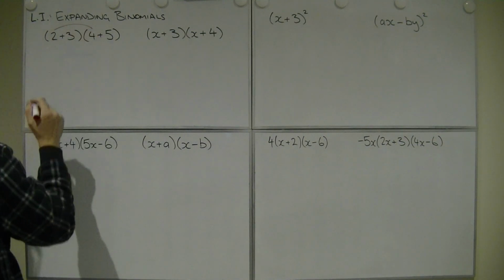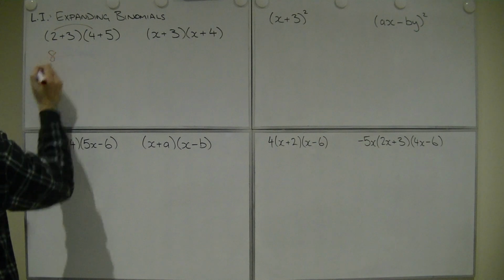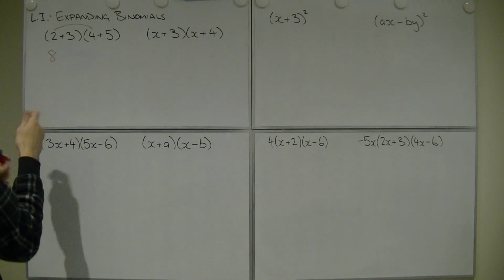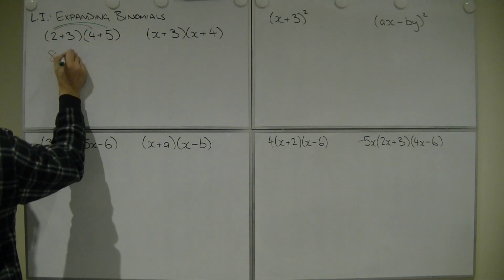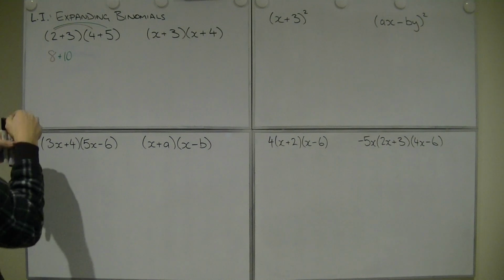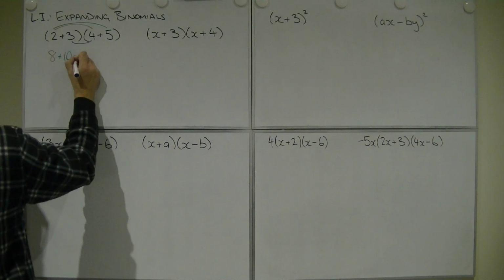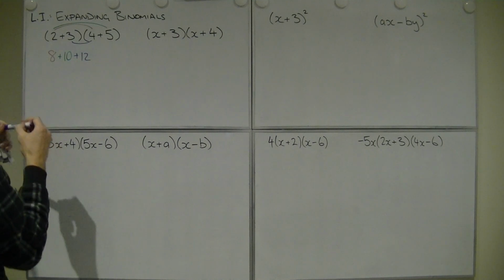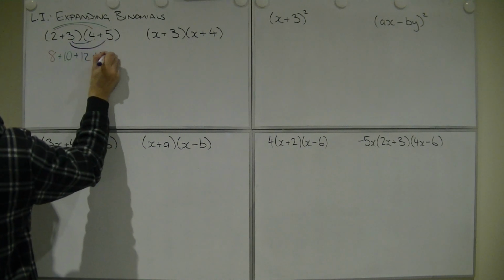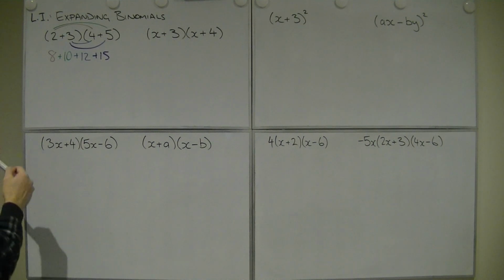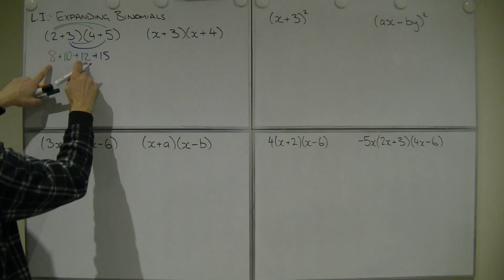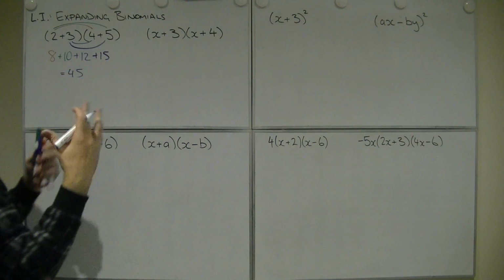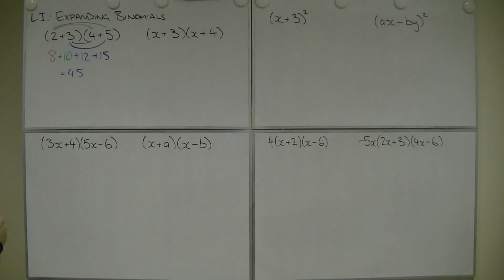I'm going to do red first. 2 by 4 gives me 8. 2 by 5 gives me 10. That's a positive 10, by the way. 3 by 4 is 12. 3 by 5 is 15. If we add all these together, what do we get? 10, 20, 30, another 40, 45. We got the exact same result as we did last time. That's handy.